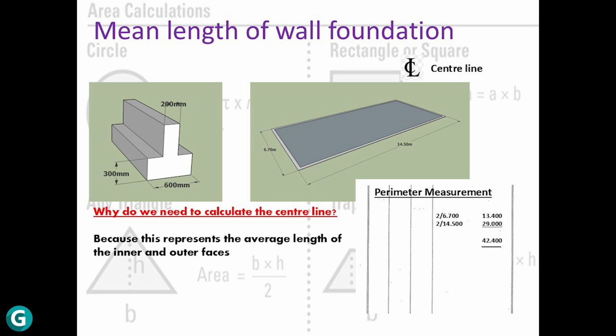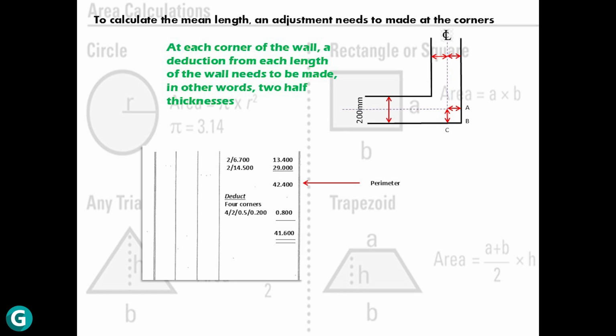So to calculate the mean length girth, what we use is the centerline method by making an adjustment at the corners. As you can see from the example, the exterior girth measurements have been used. To obtain the mean length, we need to make a deduction for the 4 corners. And we do this by stating how many corners there are, in this example 4, then times by 2 half thicknesses of the wall at the corners, then times by 0.5, and then times by the wall thickness, that is 200 mil. And the mean length of the wall is 41.6 meters.